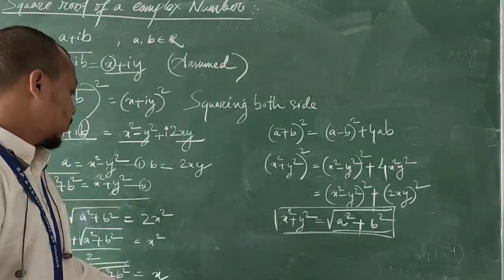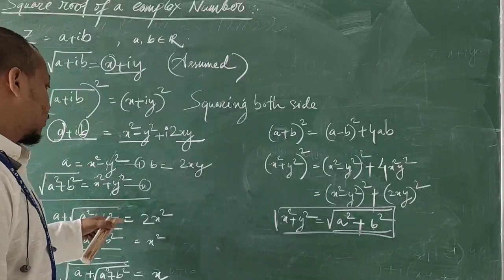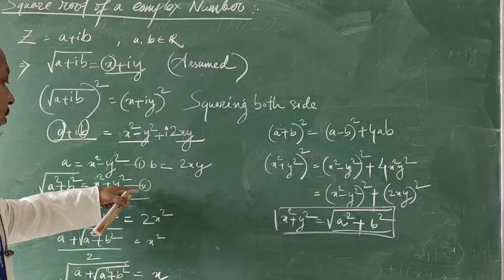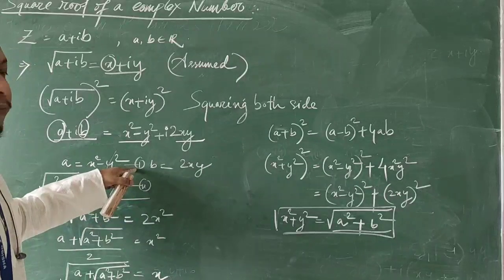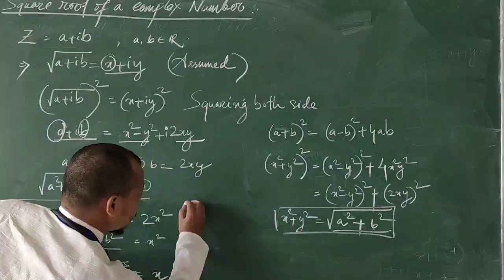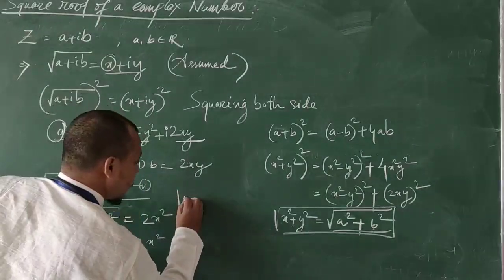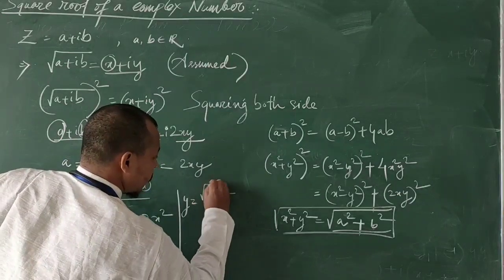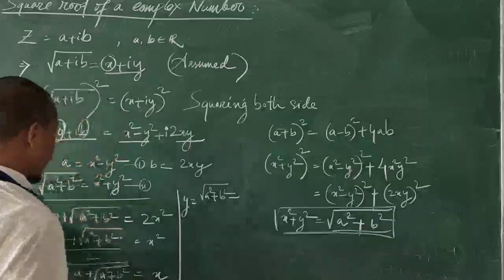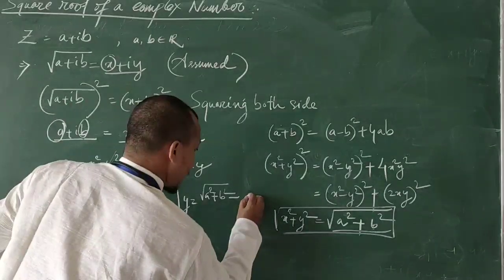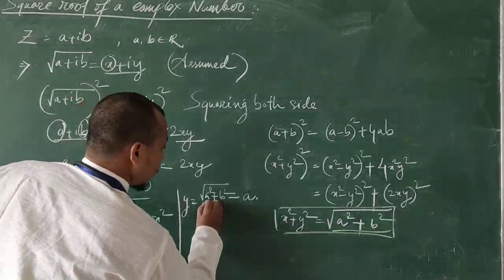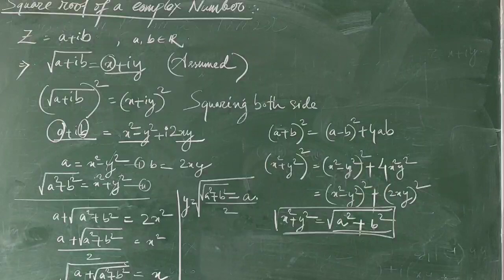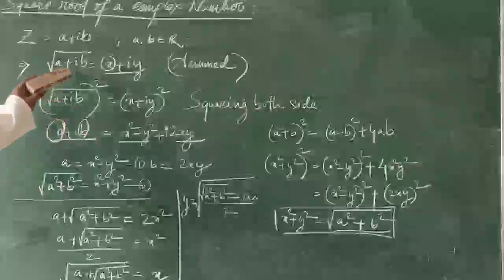Similarly, we can get the value for y. What you have to do is subtract equation 2 from 1. Then you will get y is equal to the square root of (the square root of a² + b², minus a) by 2. This is our y.